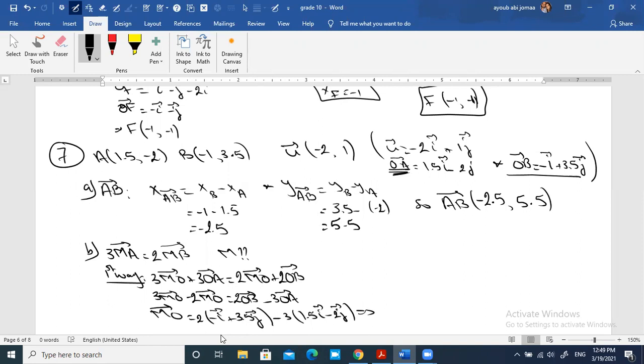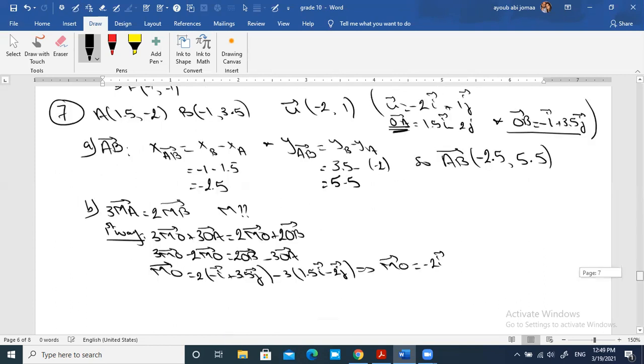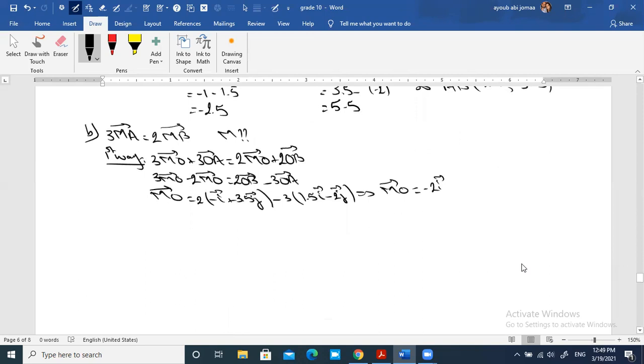MO is equal to negative 2I plus 7J, minus 4.5I plus 6J. So MO is equal to negative 6.5I plus 13J. Here you got MO is equal to this. How to continue?